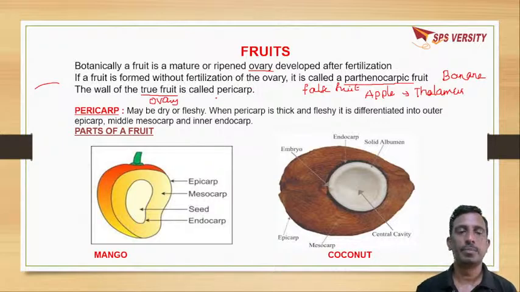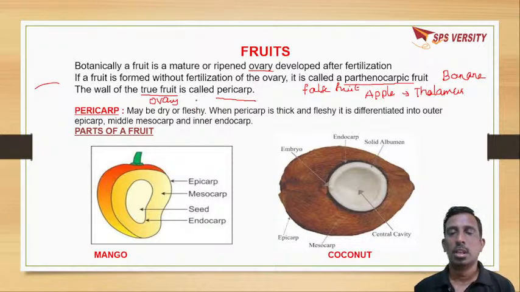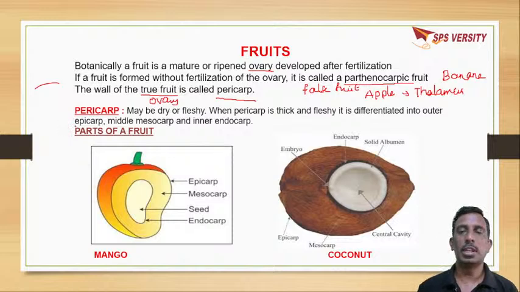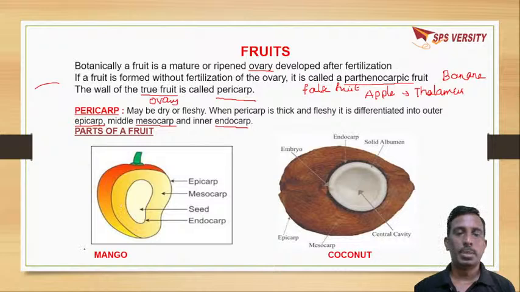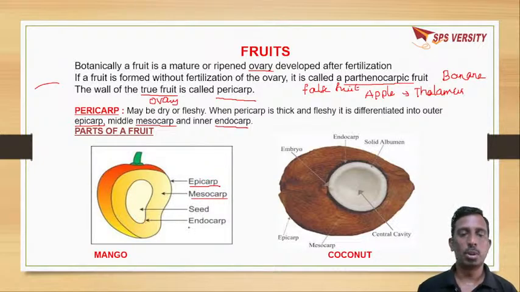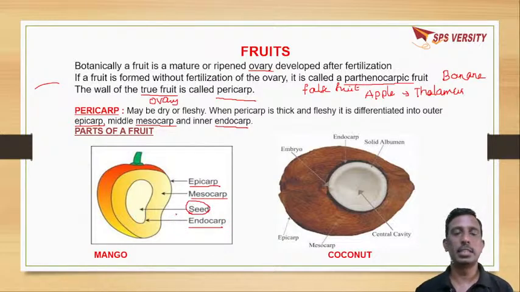pericarp. The fruit wall has 3 layers. The outermost layer is called epicarp, the middle is called mesocarp, and the inner is called endocarp. Now we are seeing a mango fruit. So this outermost one is epicarp, middle mesocarp, innermost endocarp. Inside the endocarp there is a seed, only one seed.